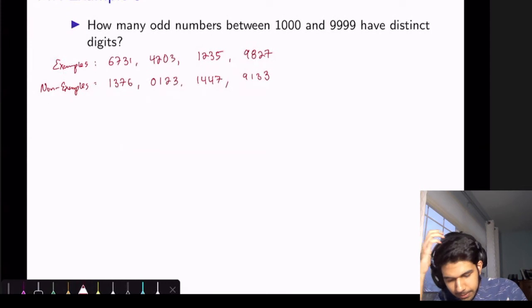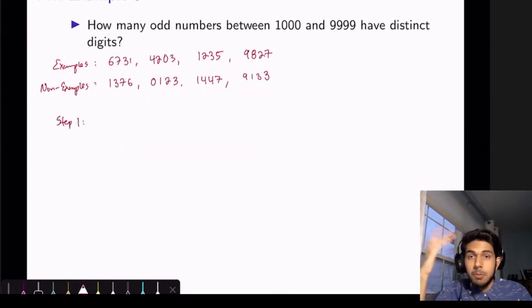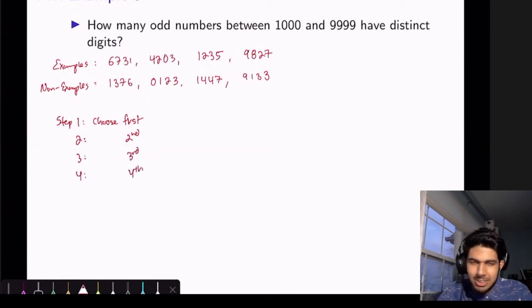Okay, so you're probably thinking we need the multiplication rule, and we will use the multiplication rule. So let's try it. Step 1, we choose the first digit. I hate writing this, but you get the point. And then step 3, we'll be choosing the third. Step 4, we'll be choosing the fourth. And there's only 4 digits to choose from.